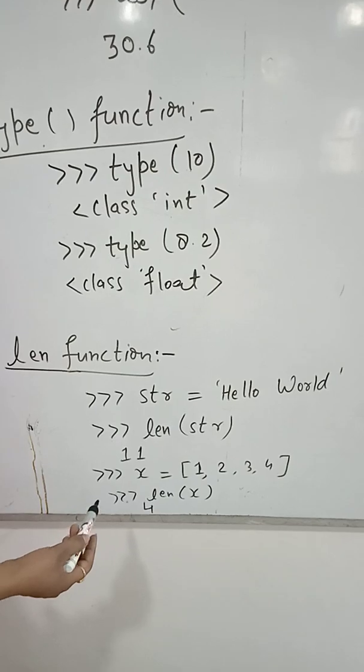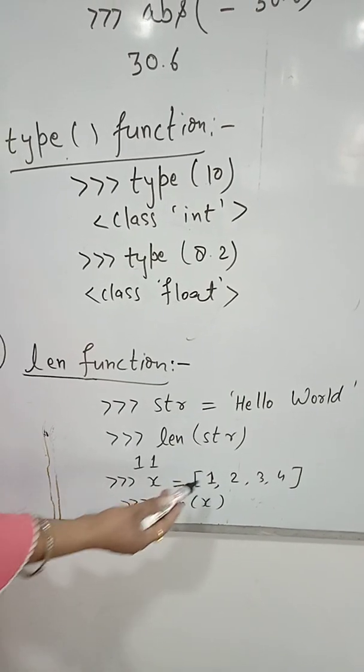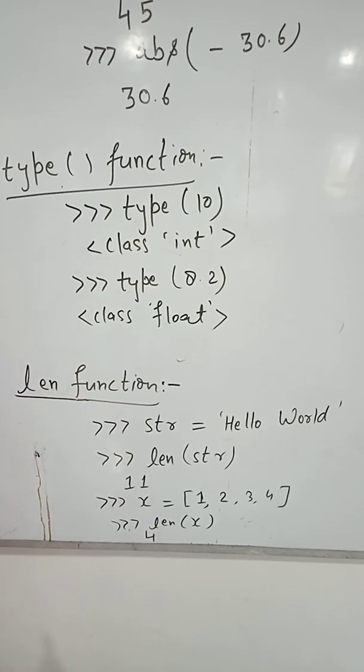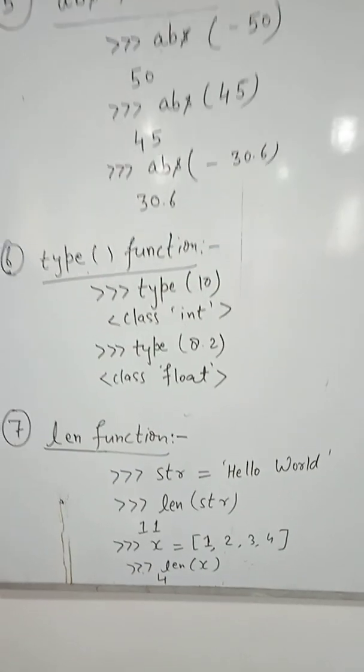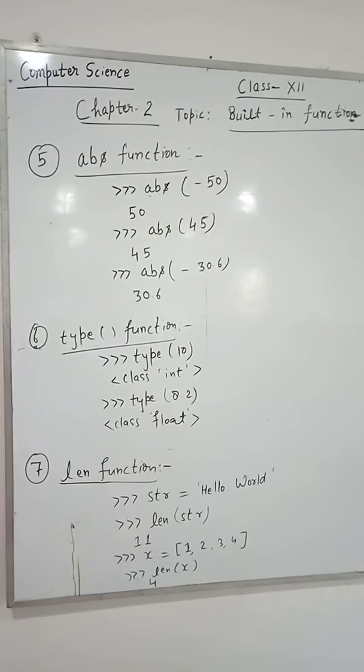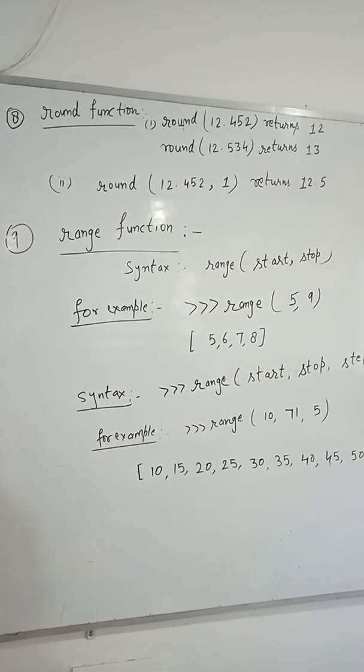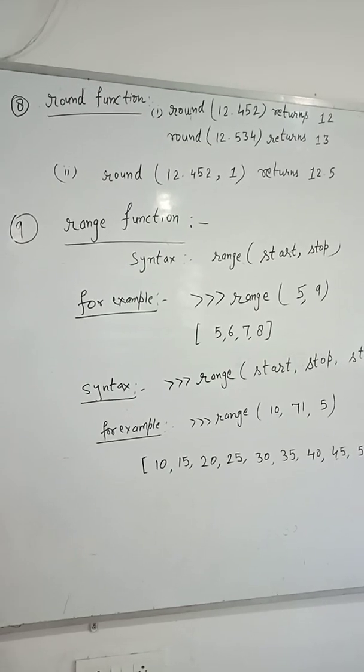Next example, you can see when we write x is equal to [1, 2, 3, 4], and write len(x), the output will be 4 because x contains 4 values. So the output will be 4. Next built-in function is the round function.